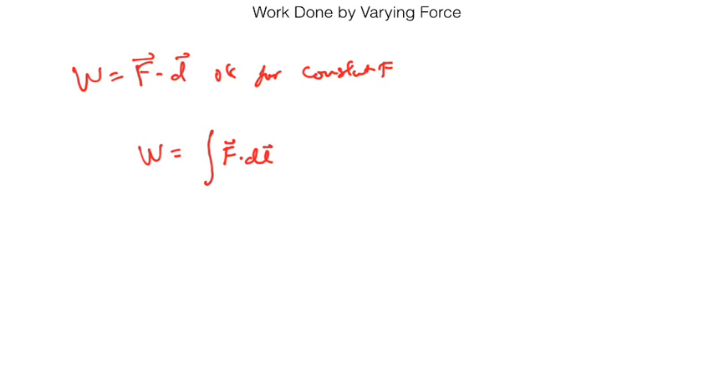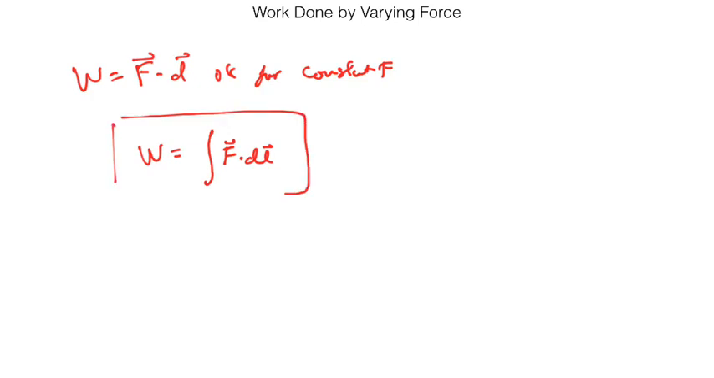Derivatives and integrals are awesome things, but what is this one trying to say? It's telling us that we're going to take a look at a little tiny piece of work, a force times a little tiny distance. What is the force doing in that instant? And then find another instance worth of work and another instance worth of work. And even if it changes, that's okay. We can just add all those little tiny contributions of work together to find the total thing. That's really what that says right there.